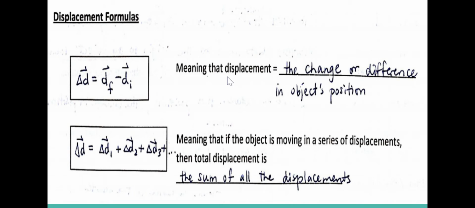First, the meaning of displacement is change or difference in the object's position. So when you compare the final position to the initial position, you are really just subtracting the two. When you take the difference between where your object is now compared to where your object was before, this is actually change in position, which is literally what displacement means.